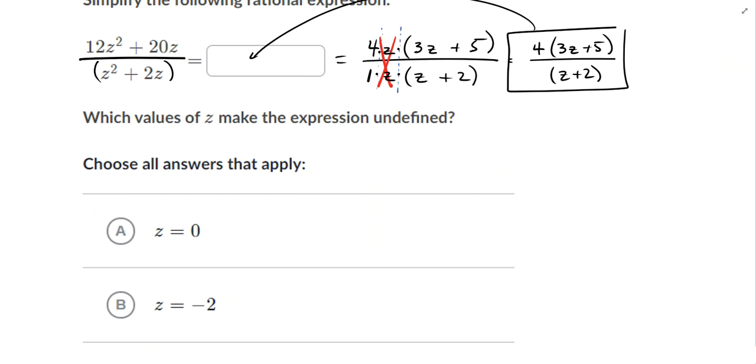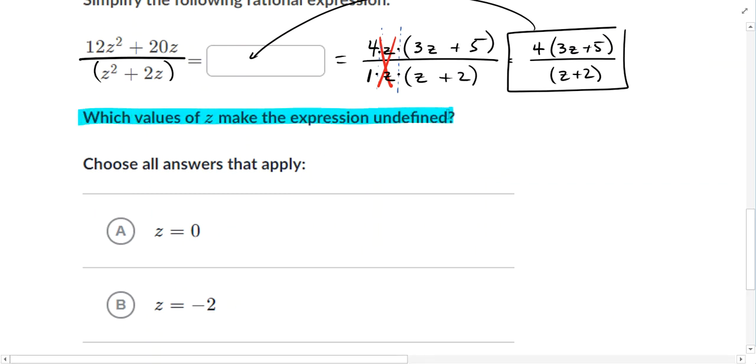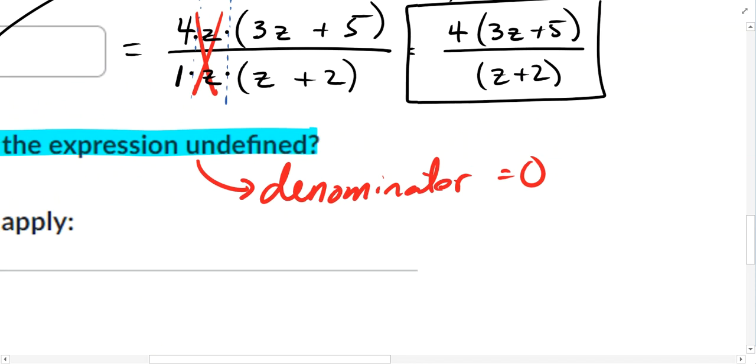Now, the second part of this question does ask about which values of z make the expression undefined, and essentially what this means is what values in the denominator make the denominator equal to 0. Because we can't have a denominator equal to 0, that would imply that we're dividing an expression by 0. We can't divide by 0.